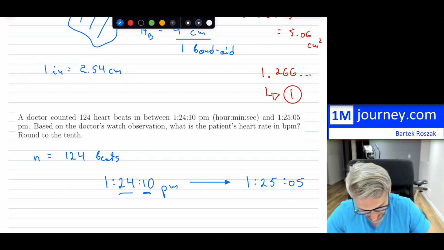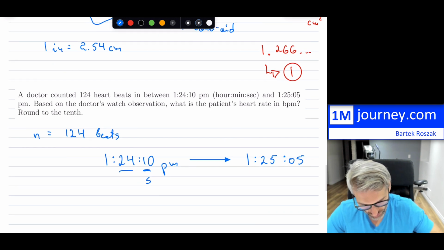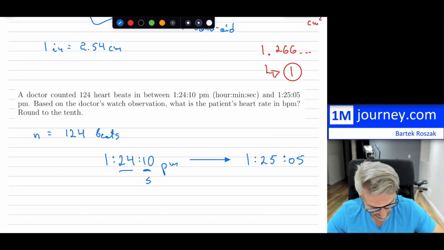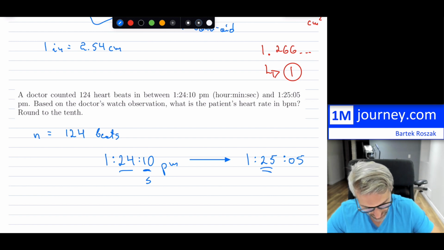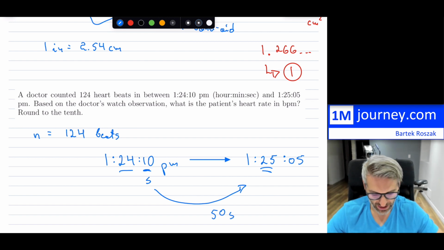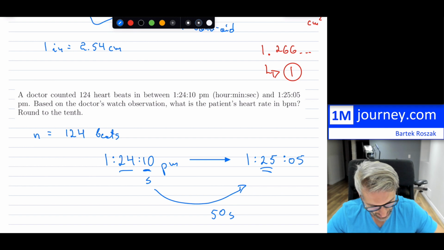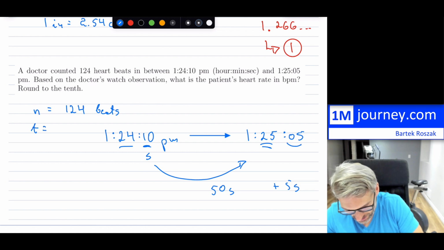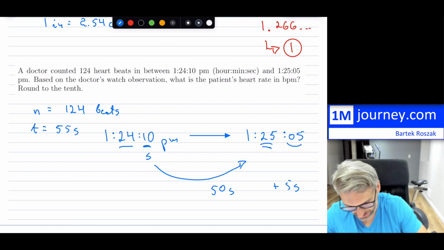So this is 10, so this is seconds. So basically it goes from 10 seconds. Now, each minute is 60 seconds. Notice this is 25, so it goes from here to here, which would have been 50 seconds if you were counting up to a minute. But then it also went for another 5, so plus 5 seconds. So in total, the time, T, was 55 seconds.